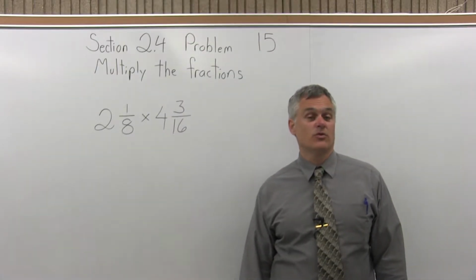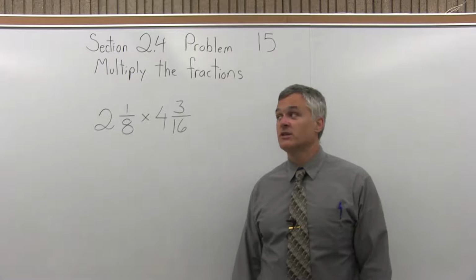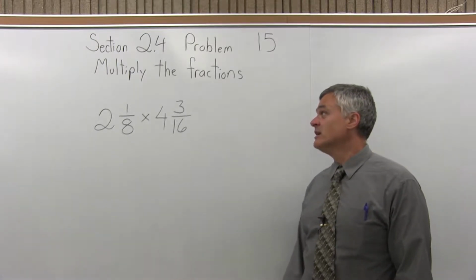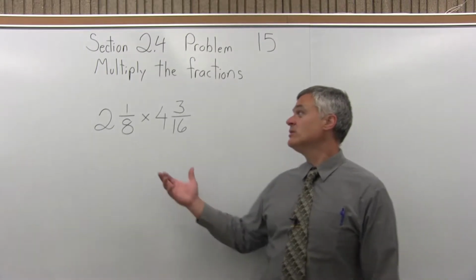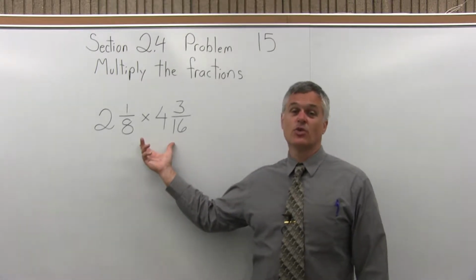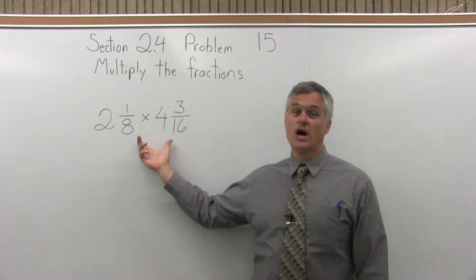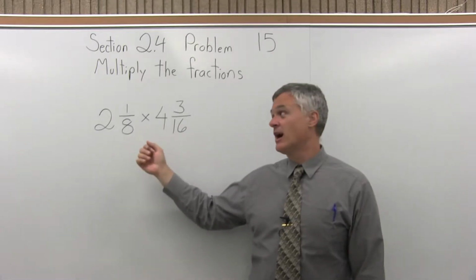This is Section 2.4, Problem 15. It says multiply the fractions, and we have 2 1/8 times 4 3/16. So what we need to do with this is write both fractions with only a numerator and a denominator, not a mixed number in the form that they're in now.